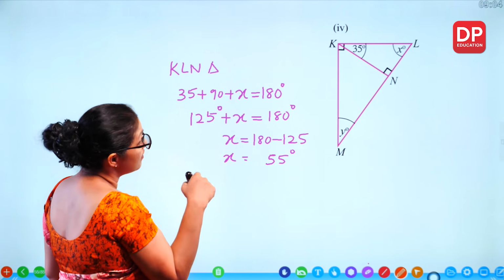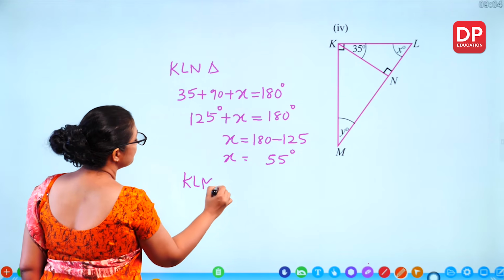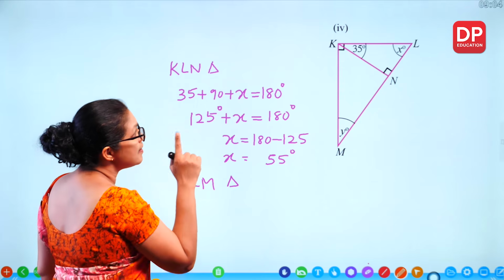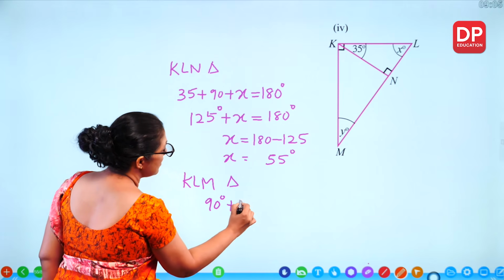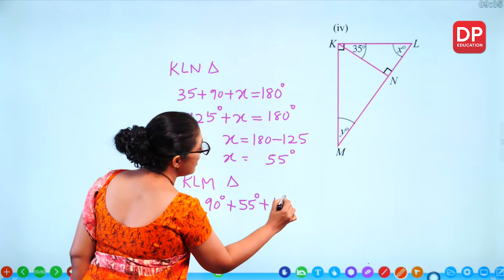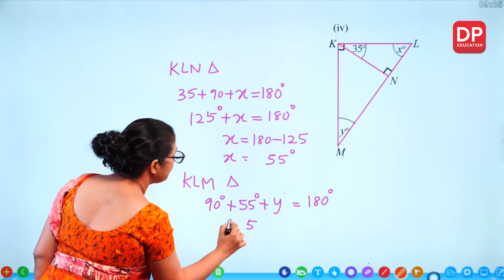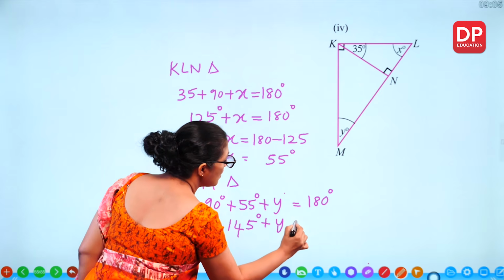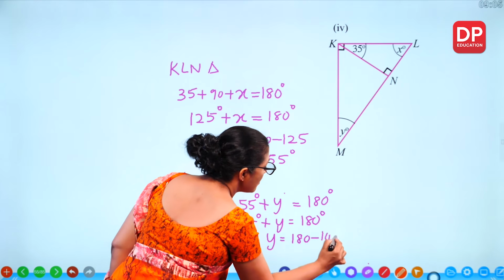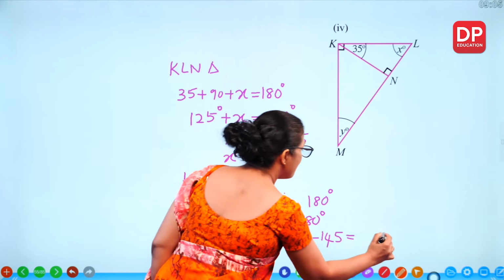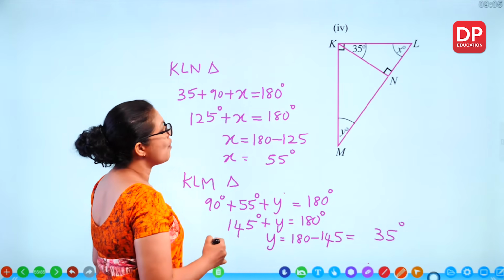Now take the bigger triangle, KLM triangle. You can say this is a right angle triangle. So 90 plus x, that's 55, plus y equals 180. These two, you get 145 plus y equals 180. So y becomes 180 minus 145. So you get 35 degrees for y value.